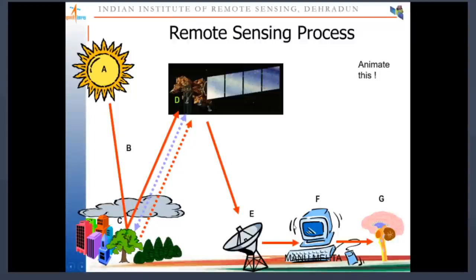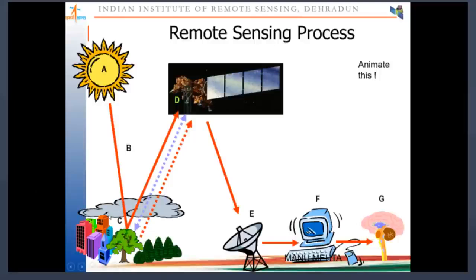Okay, so here you do some pre-processing of the data, and once the data is pre-processed, you cater to different applications. This is given to different users. So you have a source, you have a target, you have a platform and a sensor combination. You have a ground receiving terminal. You have to do some pre-processing of the data, and then you give it to different users.